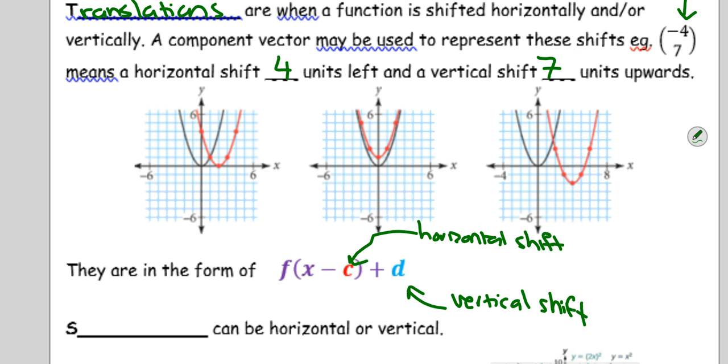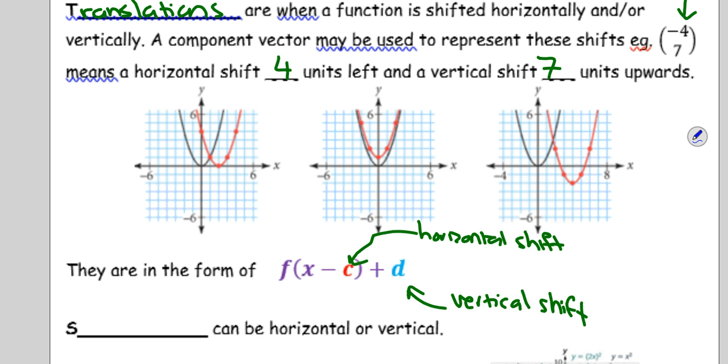And that's the one that's counterintuitive. If in the bracket it says x plus 3, that means it went 3 units left. If in the brackets it says x minus 4, it means it went 4 units right. Whereas the vertical is what it says. If it's plus 2, it went up 2. If it's minus 1, it went down 1.